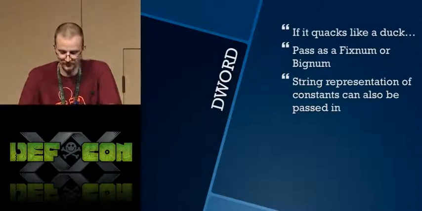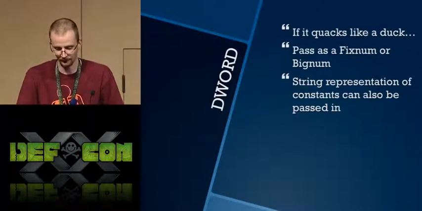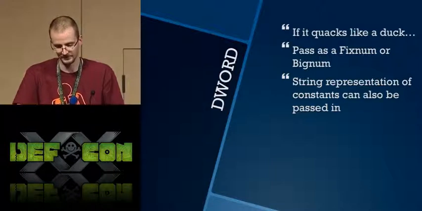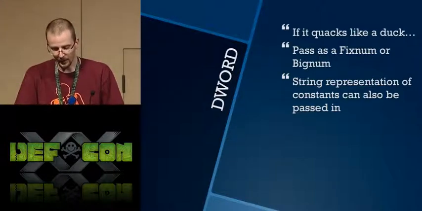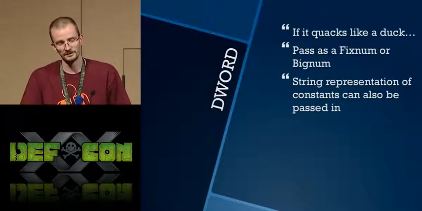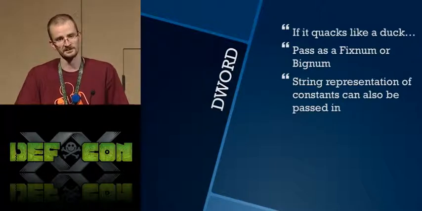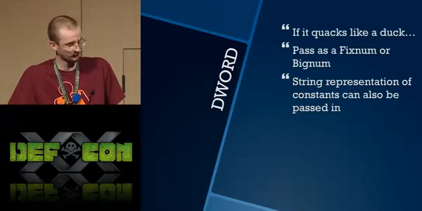So from the Ruby side, for a DWORD parameter, we just pass in a Fixnum or a Bignum. Or if it's one of those defined constants, we can actually pass in a string representation of that constant and it will interpret it for us.